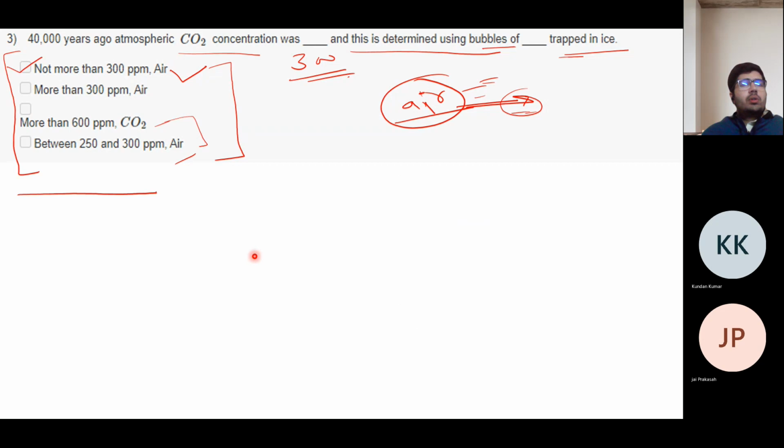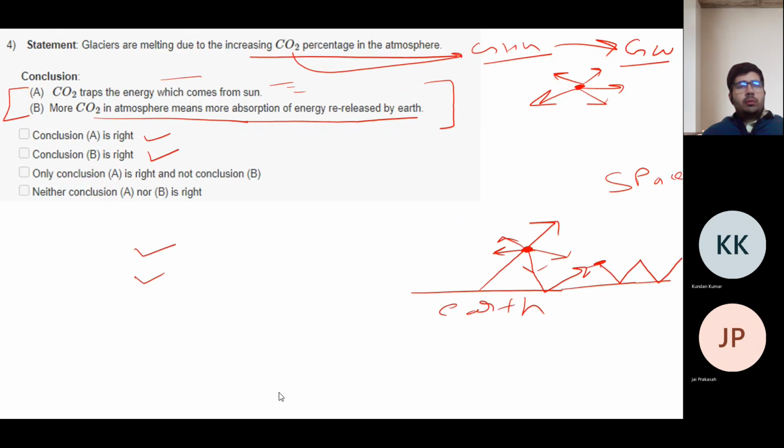Again, we have discussed some questions here. So yeah, we have already covered it: CO2 concentration of 300 ppm is determined using air trapped in the ice. This is again a question we discussed. If you have any doubt, please let me know. These are the answers.